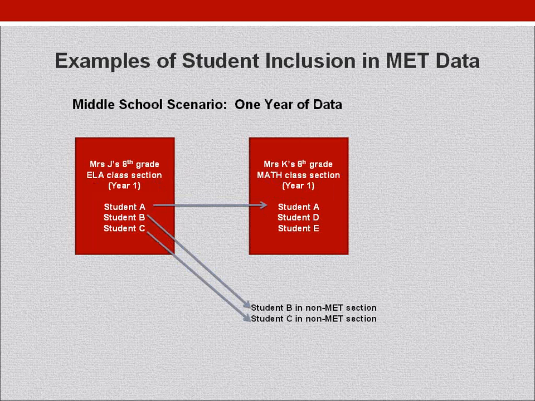Another way to think about it, let's use a middle school scenario where we have 1 year of data. Imagine that we're in a school and we have Mrs. J's 8th grade ELA class section that we're studying. And we're also simultaneously studying Mrs. K's 8th grade math class section. And here we have student A appearing in both sections, but B, C, D, and E are only appearing in one of those sections. So you can see the nature of how MET student data are handled in the data files.